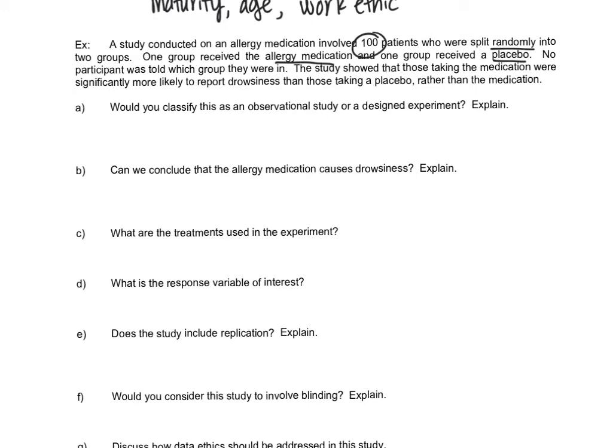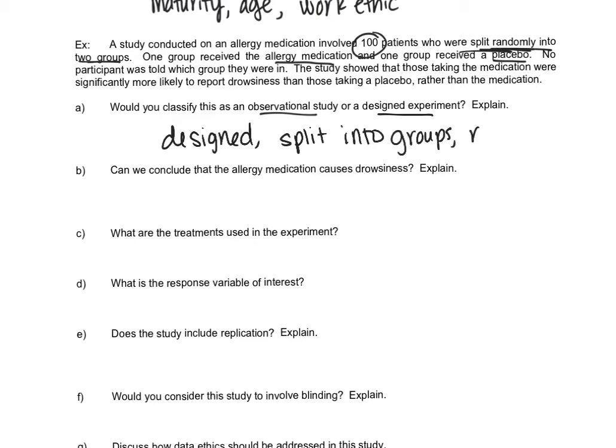And the study showed that by taking the medicine, they were significantly more likely to report drowsiness. So it sounds like the medicine might be making them tired than those taking the placebo. So is this one observational or designed? So observational would be people are maybe taking the medicine by choice and we just ask them. This one ends up being designed because we assigned the groups as the researcher, right? They were split randomly into two groups. They didn't make the decision. They were split into groups, or we could say probably the researcher had control. Control is an important word.